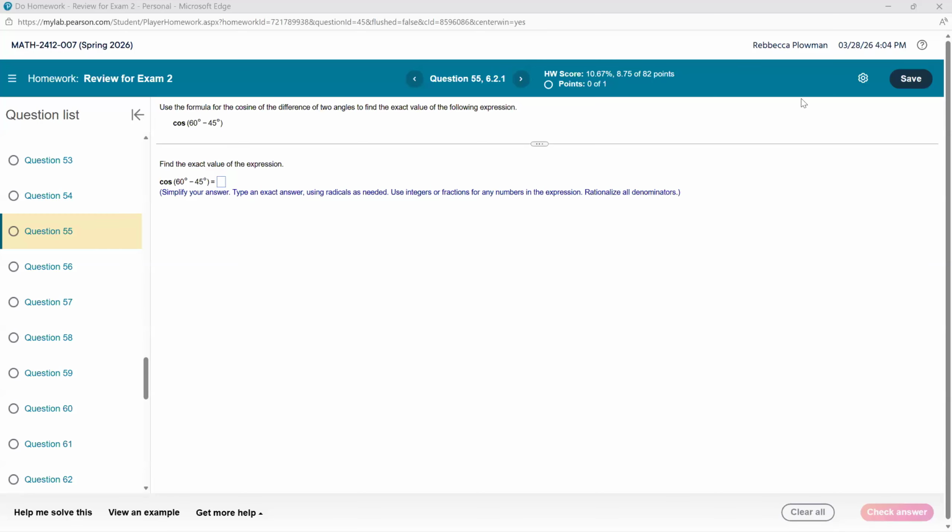All right, so getting into our sum and difference identities. Right now what we have is cosine of 60 degrees minus 45 degrees. So we have a difference of cosine, cosine alpha minus beta. If you go back to your identities for this, cosine alpha minus beta is just going to be cosine of alpha times cosine of beta, and then plus sine alpha sine beta.